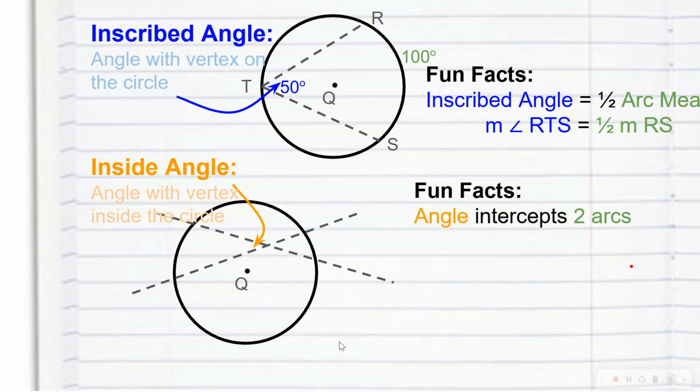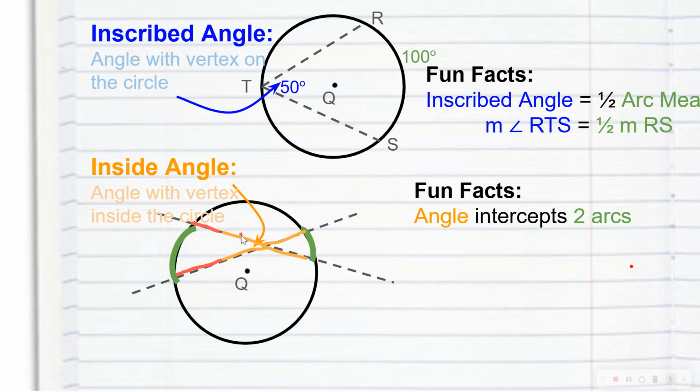Okay, so our fun fact is that an inside angle is going to intercept or touch the circle and form 2 arcs. So if I'm focusing on this angle, if I were to continue the lines up, I get this arc. Now, remember this orange looking angle, it has its vertical angle buddy right here. They're the same measurement. So if I continue them, they intercept this arc. So my inside angle intercepts 2 arcs.